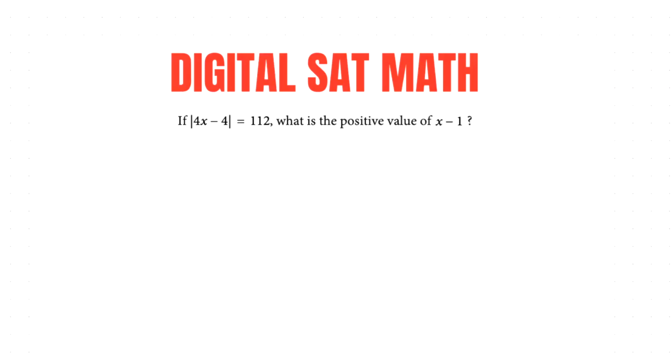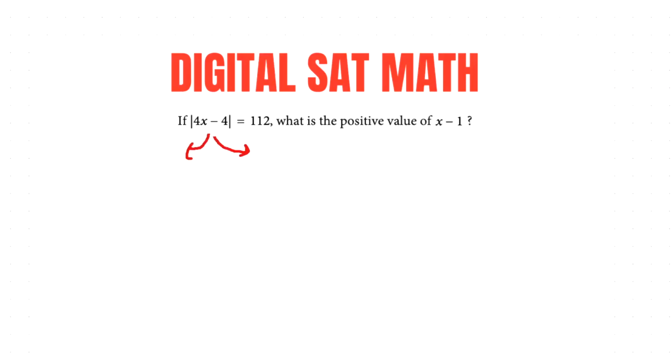And I would like to show you some SAT type absolute value questions. If the absolute value of 4x minus 4 is equal to 112, what is the positive value of x minus 1? So to solve this equation, technically, there are two answers for this absolute value. One is the positive value, one is the negative value.